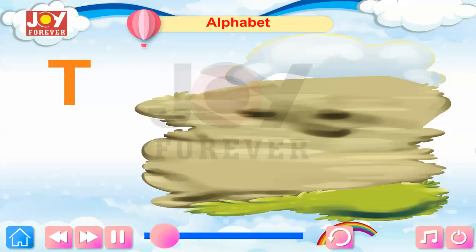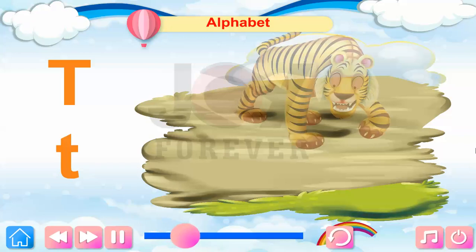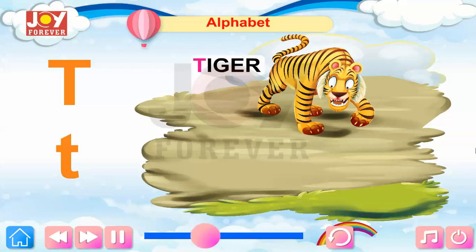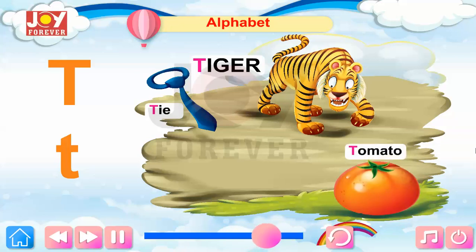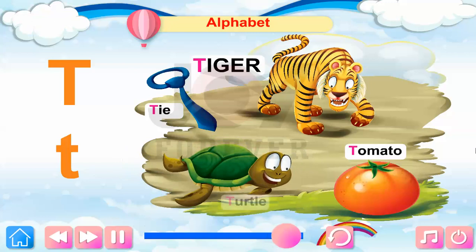Capital T, small t. T for tiger. T for tie. T for tomato. T for turtle.